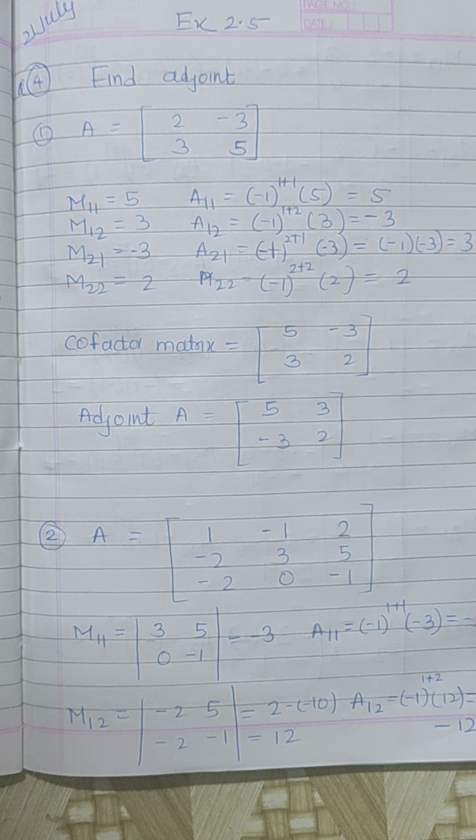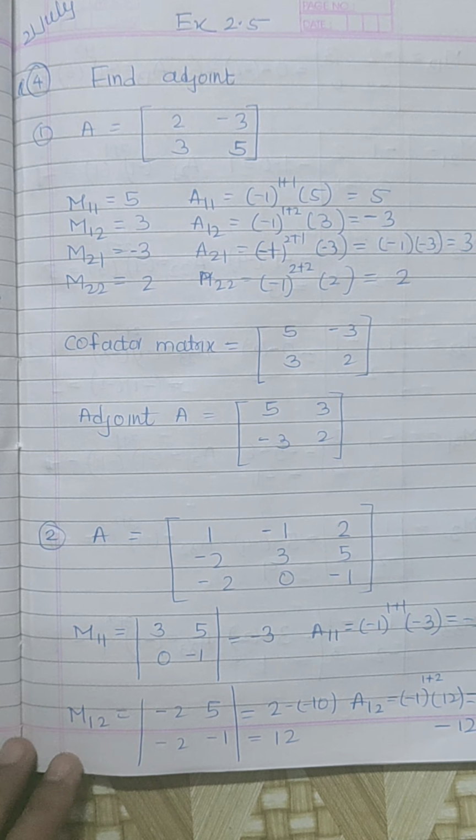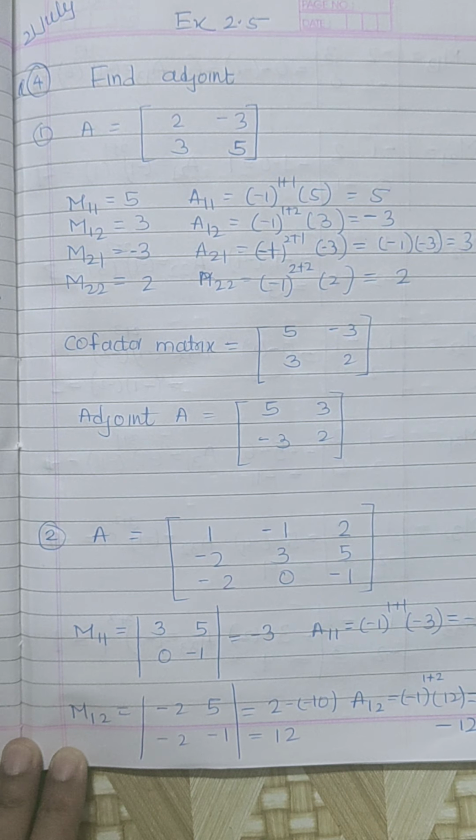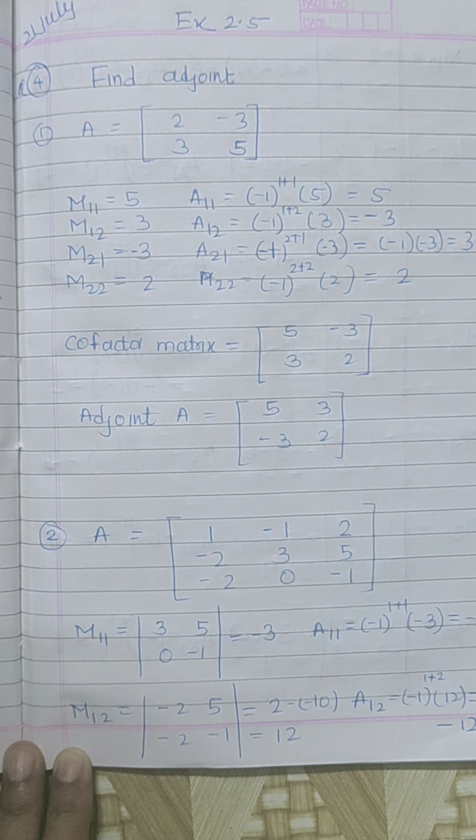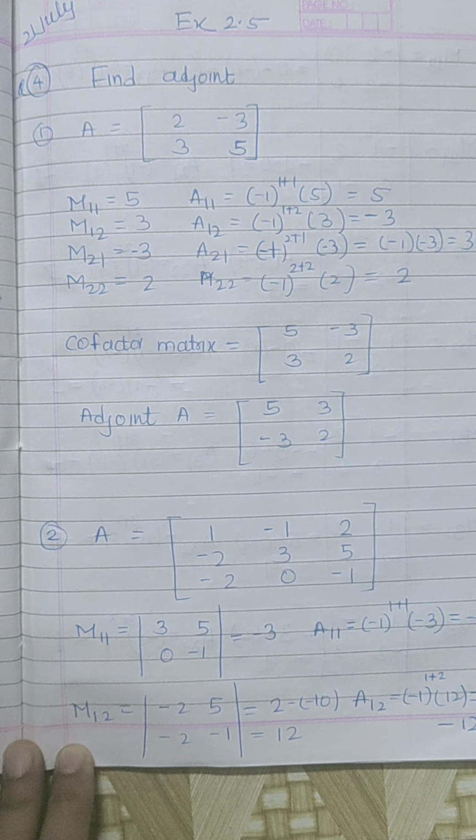Exercise 2.5, question number 4. Find adjoint of the following matrices. From that, see the first one. It is a 2 by 2 matrix. Easy it is. So matrix A is given. You have to find the adjoint of A.